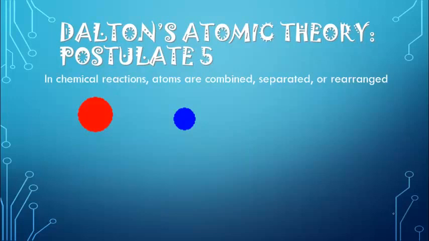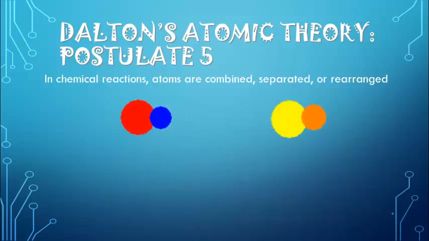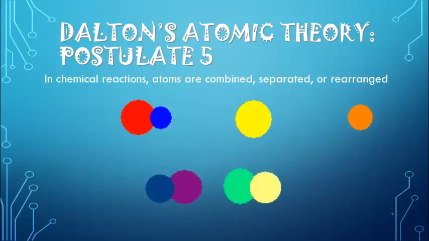Dalton's fifth postulate states that in chemical reactions, atoms, as seen with the red and the blue circle here, can be combined. You can take an atom that is combined and it can be separated, or we can take two different compounds and rearrange them. In all instances, what we have started with is the same as what we've ended with. It just may be in a different form.